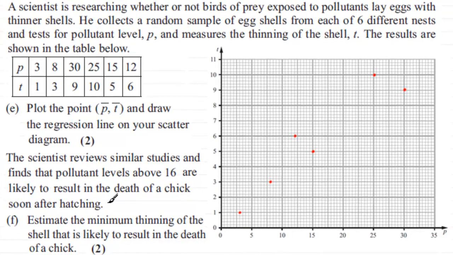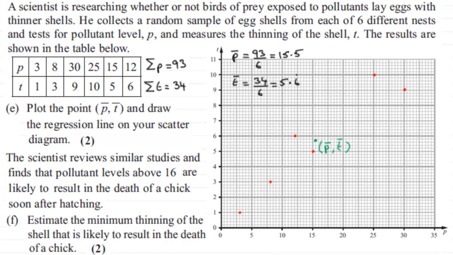Hi. Now for the last part of this question, we're asked to plot the point p bar, t bar, the mean of p and the mean of t, and draw the regression line on the scatter diagram. So the mean of p and the mean of t we worked out in the previous part. We just had to work out the sum of p, divide it by 6 to get the mean of p, and similarly the sum of t divided by 6 to get the mean of t. Well, I'll bring those results up again that we worked out earlier.